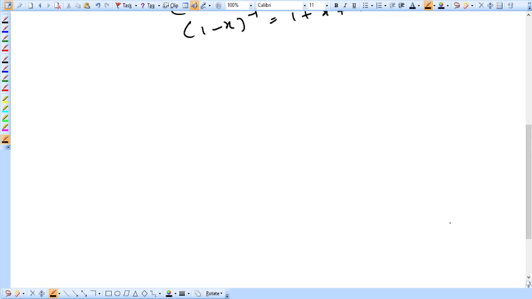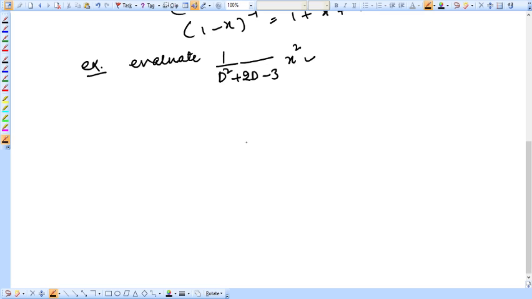Let us understand it better with the help of an example. Evaluate 1 over D square plus 2D minus 3 acting on x square. So we are going to evaluate this particular integral. So you see here, the particular integral is 1 over (D square plus 2D minus 3) x square.